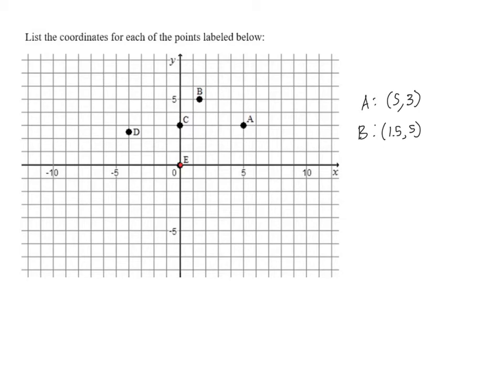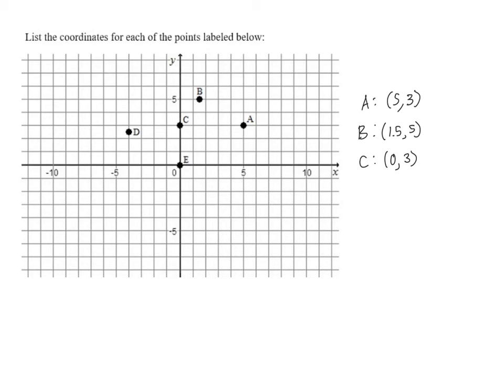Point C is on the y-axis. It hasn't moved to the left or to the right at all, so that means the x-coordinate has to be 0. To find the y-coordinate, we look to see how far up it's gone. It's gone up 3 units, and we can see that that's 3 on the y-axis. So the y-coordinate is 3.